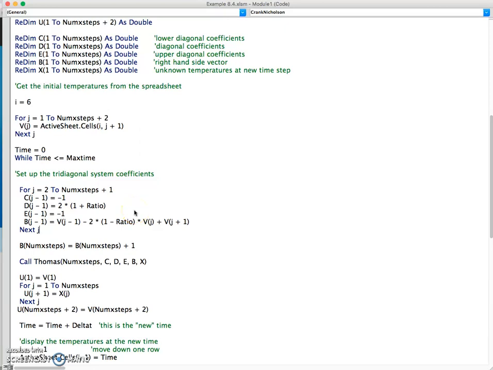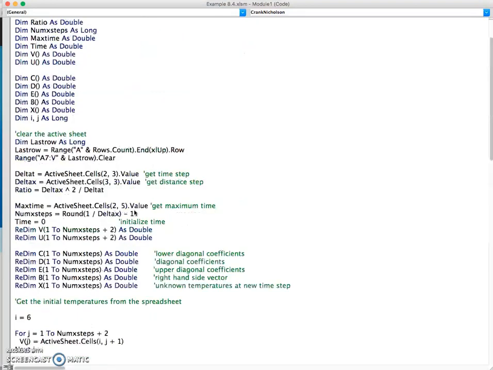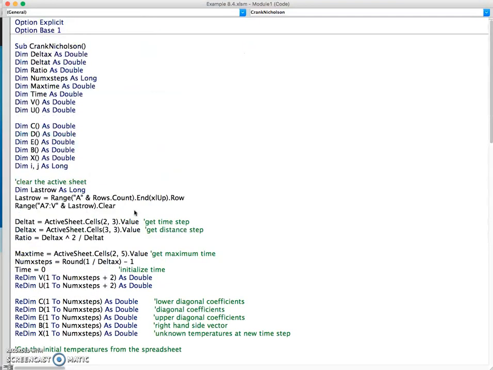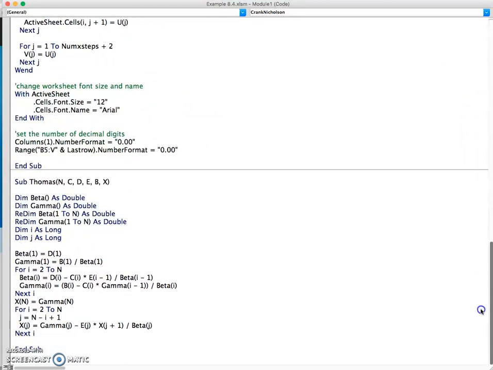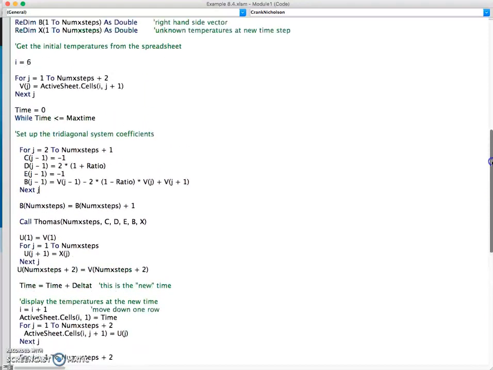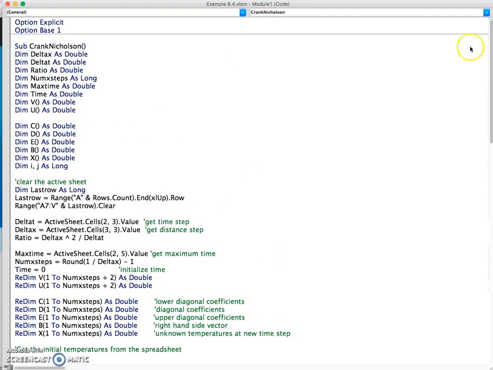In this video, I'm going to explain how you can modify the Crank-Nicholson together with Thomas method to solve the first problem in the problem set 7. This is the script for Crank-Nicholson, and on the bottom of it, we have the script for Thomas method, which is a function called by Crank-Nicholson script. So let's go over the Crank-Nicholson script more quickly.